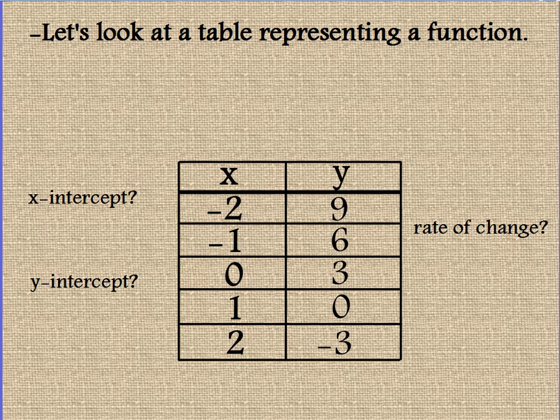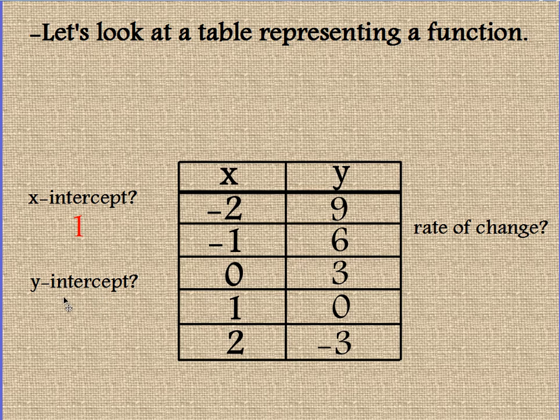If I want to find the x-intercept, I again look for a point where the y value is 0. And that happens down here on the next to last row. The point 1, 0 then is our x-intercept. So you can write the point 1, 0, or you can say the x-intercept is 1.